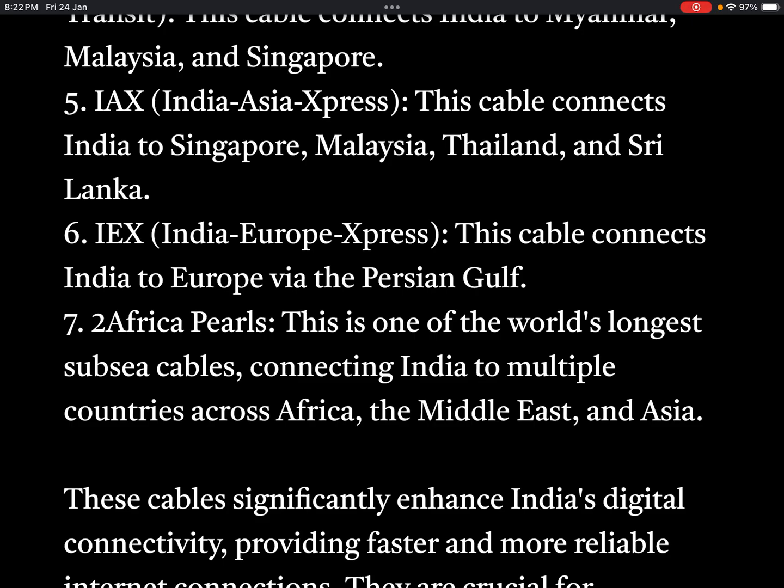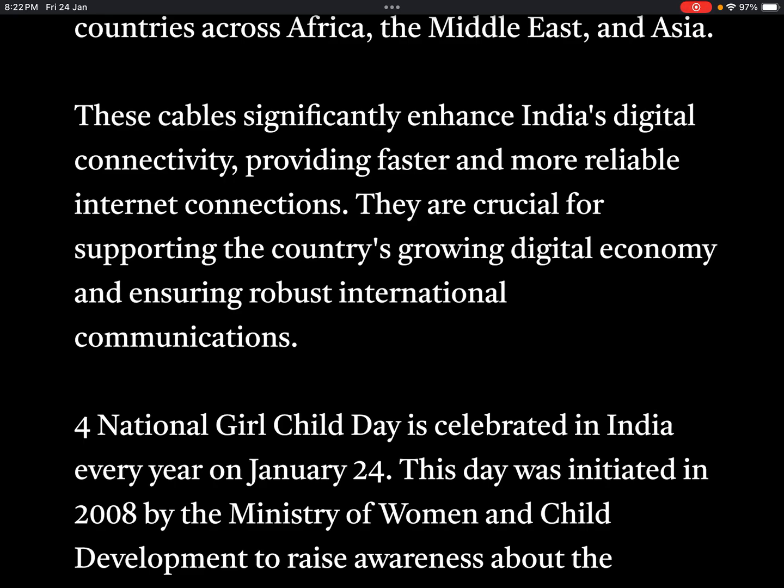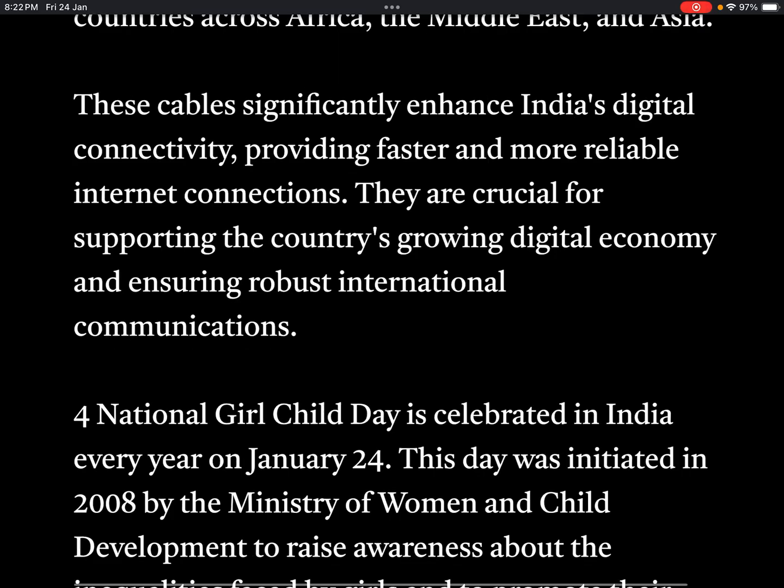on your paper. These cables significantly enhance India's digital connectivity, but India is not connected to the US. That is what I found on the internet. They are crucial for supporting countries' growing digital economy and ensuring robust international communications.